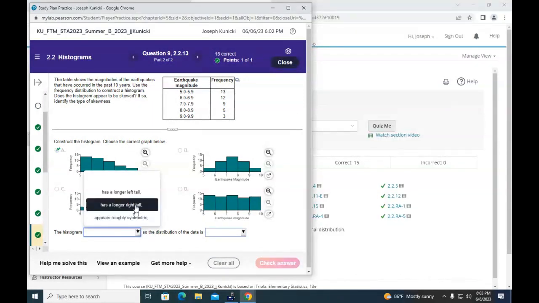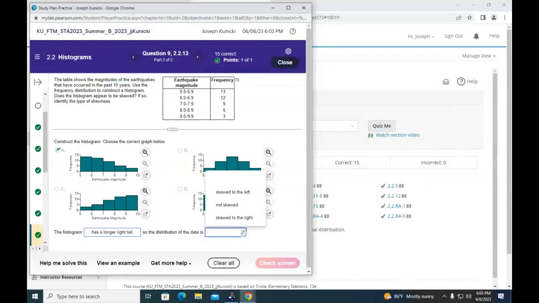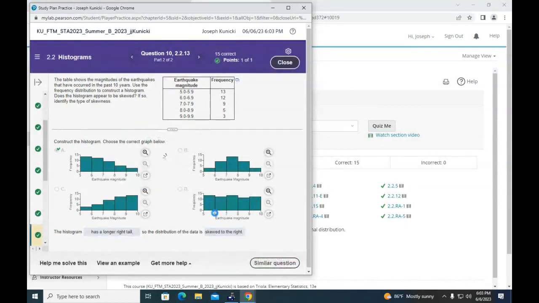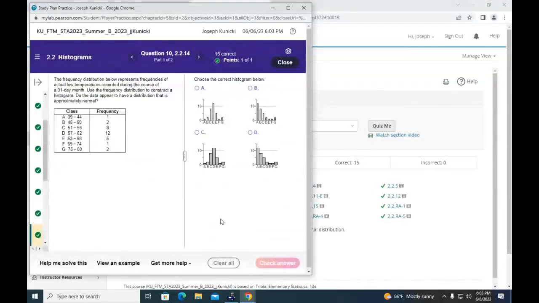So the histogram has a longer right tail. So once again, it's skewed to the right. Same answer as before, but we didn't know that. Okay, so now you see, these are bar charts. So I can eliminate those because it says histogram. So it has to be one of these two. So look, it goes up and it comes down. It's roughly symmetric, so it can't be that one because the first class has one. So it's got to be C.